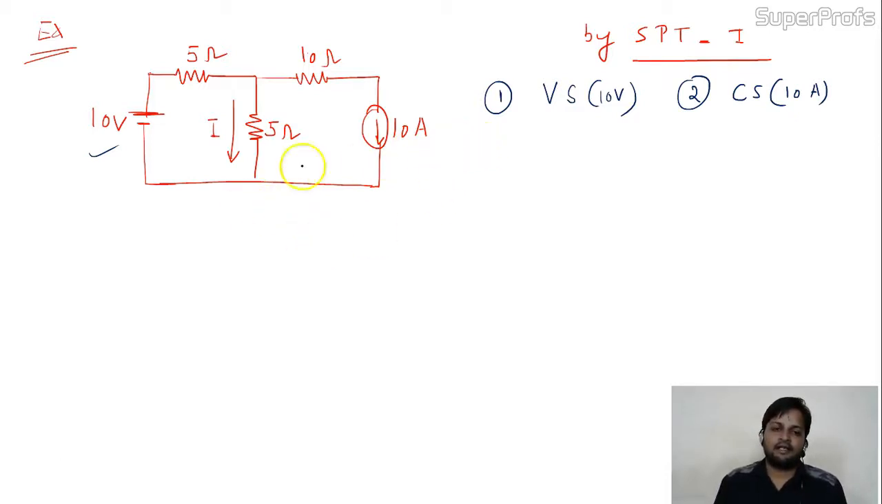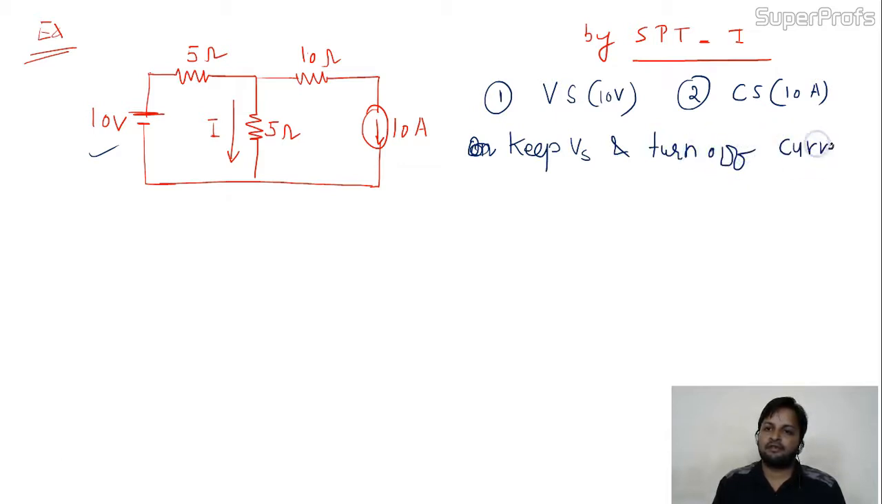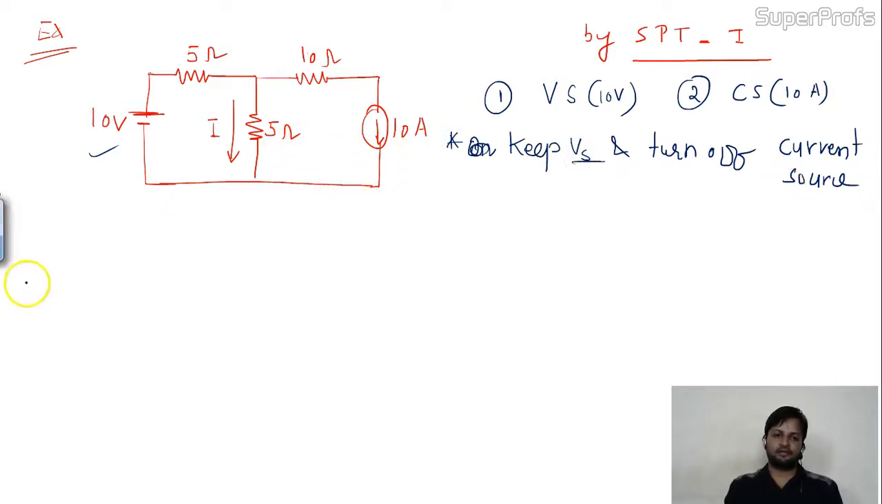First I'll take into consideration the voltage source. Means I'll keep the voltage source and turn off the current source. This is my task. I'll keep the voltage source first. This is the very first step. I'll keep the voltage source in the circuit and I'll turn off the current source.